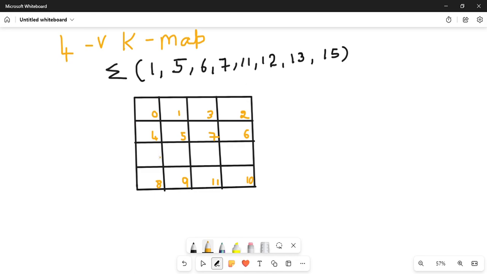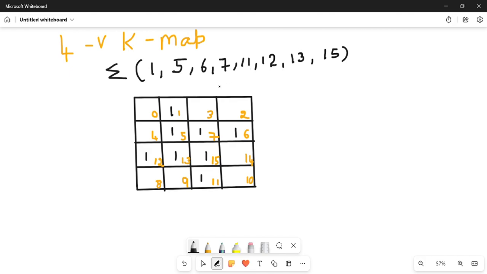Right? Yeah. So it is 11, 10, 12, 13, 15 and 14. Right? Now here, this is a min-term problem only. So let me write 1 in the place of all these. So it is 1, 5, 6, 7, 11, 12, 13, 15. Now you start the groupings.